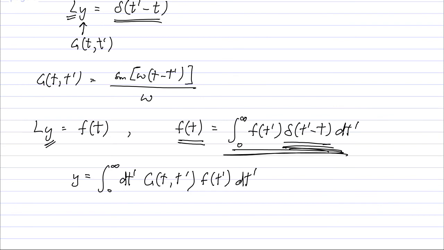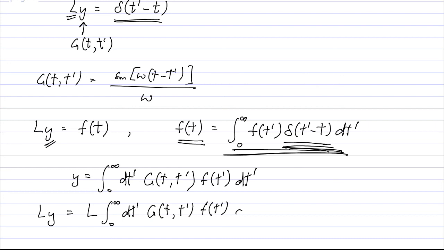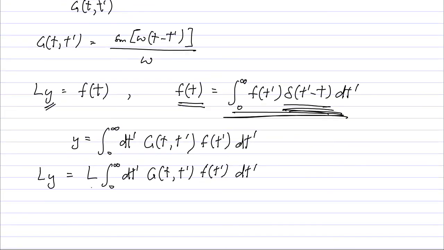We can very easily check that this is indeed the solution. You just apply the linear differential operator on both sides. So on the left-hand side you have Ly, and on the right-hand side you have g(t, t prime) f(t prime). Remember that L, which you can take inside, contains derivatives with respect to t, not with respect to t prime. So this you can write as the integral from 0 to infinity of dt prime L g(t, t prime).